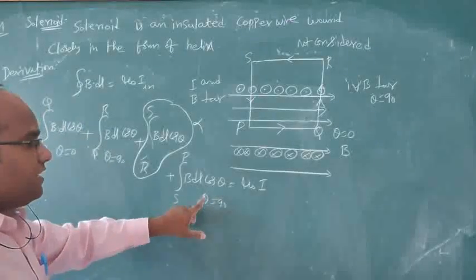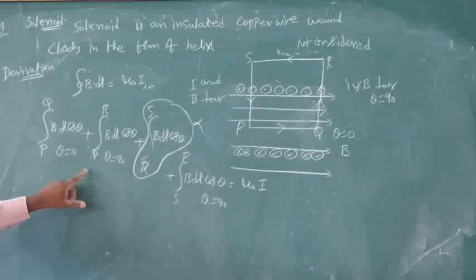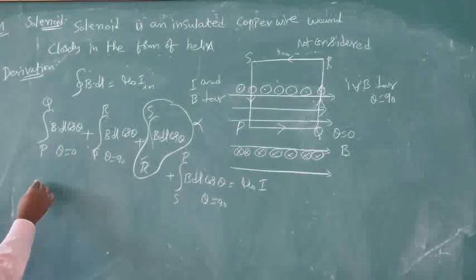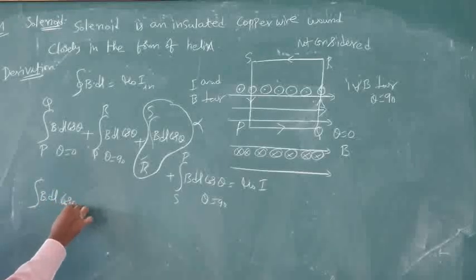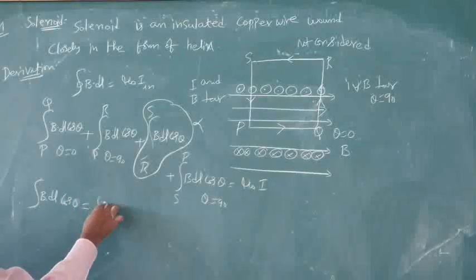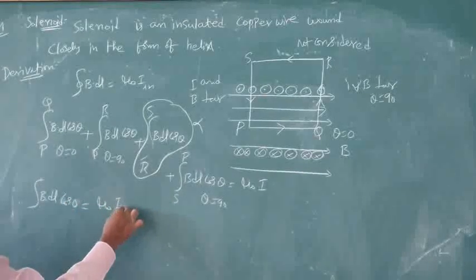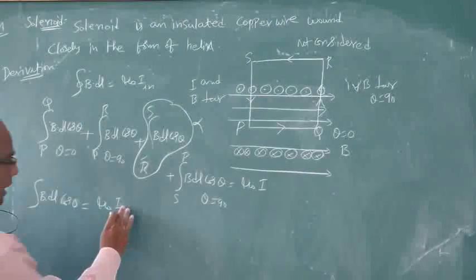So cos 90 is 0, so this is 0, and cos 0 is 1. So here what should I write? Integration of B·dl is equal to, cos theta, theta is nothing but 0, is equal to mu naught into current I in, or I.